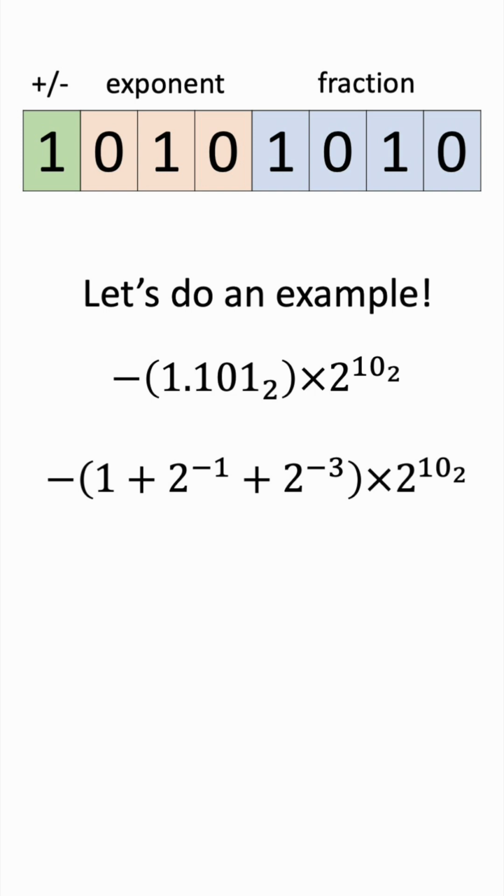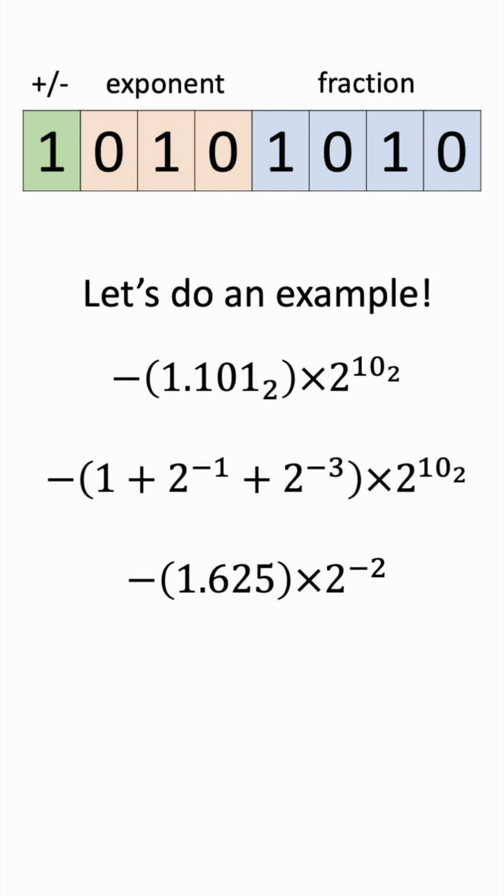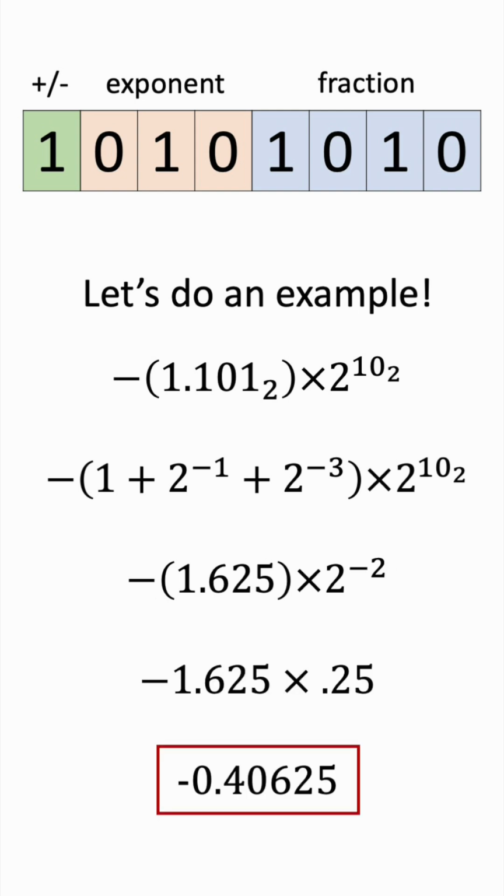Next, let's write our fraction expanded as a sum of decimal values. We simplify that, and now let's take a look at our exponent, where the number 10 base 2 is simply 2. But don't forget, we need to subtract the bias from that exponent, which makes our exponent actually a -2. Simplifying further, we have our answer. It's -0.40625. And of course, that number is in base 10.